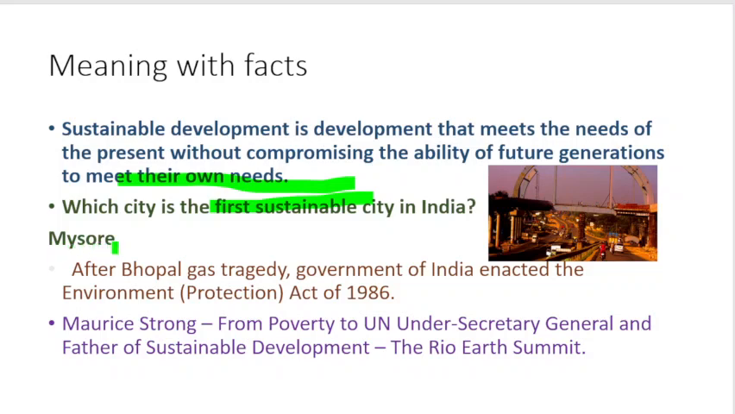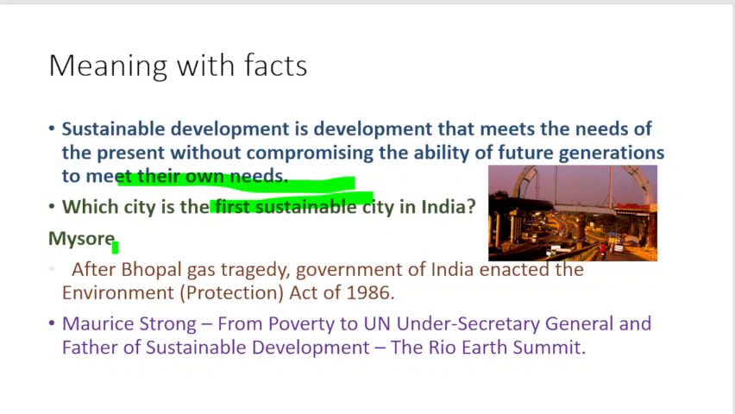Then, when did the Indian government awaken and bring in the Environmental Protection Act? There was a tragedy, the very pathetic Bhopal gas tragedy, where gas was leaked during the night from the carbide factory, and many people died because of these poisonous gases. It took the lives of many people in Bhopal, in Madhya Pradesh.